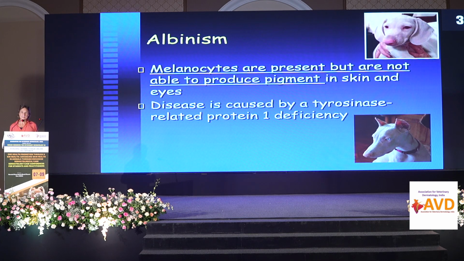Other possibilities: albinism. In this case, you do have the melanocytes in the skin, but they are not producing pigment, and the issue is a tyrosinase deficiency. Again, it's the enzyme that is responsible for the production of melanin.